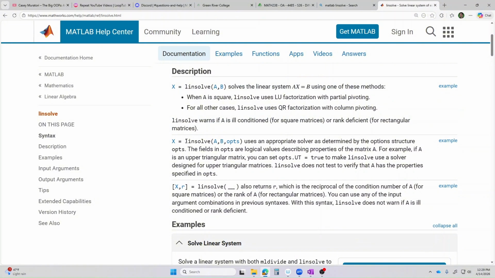It says, linsolve will throw a warning if A is ill-conditioned. We're going to talk about a matrix being ill-conditioned in a couple of weeks. It also will throw a warning if the matrix A is what's called rank deficient. Rank deficient. So today I want to talk about what this phrase rank deficient means in this error message and what consequences it has on solutions to linear systems like you would be solving, for example, in MATLAB.